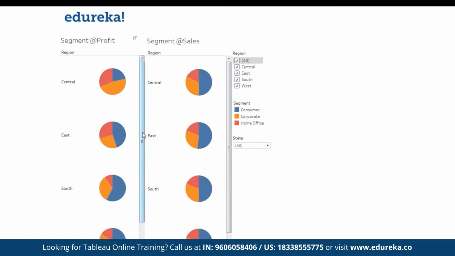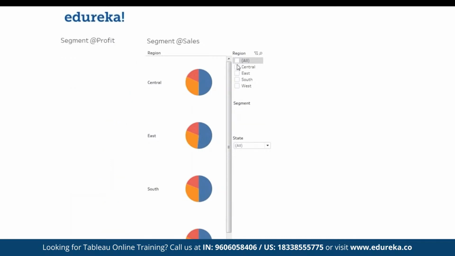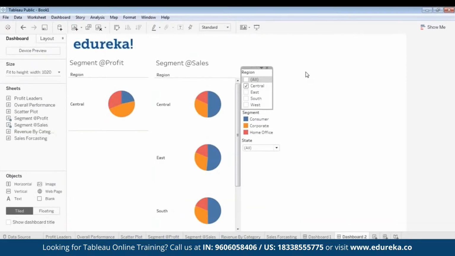So now in this dashboard we have just added our segment, right? So the person can see if that person just wants central. Can you see, right now when I'm selecting central, this filter is only for this sheet. A similar filter we have for this sheet also, right? So what we need to do, should we add one more filter similar like this? No. What you can do is use the same filter for this sheet as well.